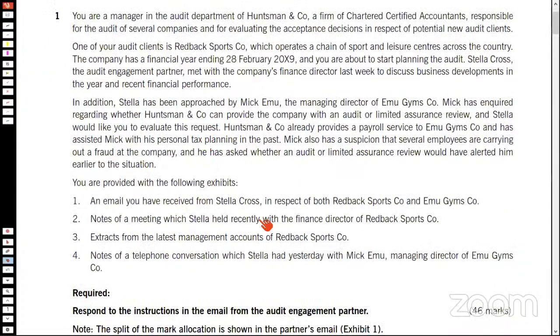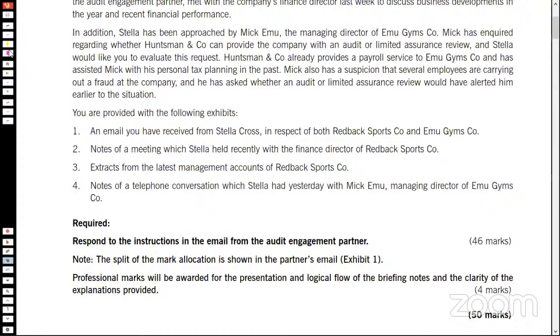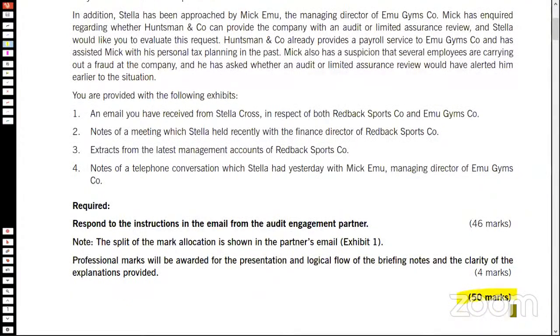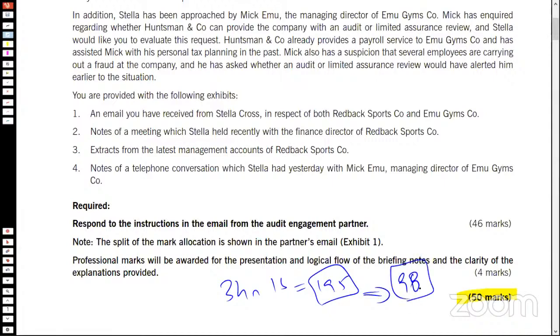The first thing is, this is a 50-mark question. If we think from the perspective of the exam, our paper is 3 hours 15 minutes, which means 195 minutes, of which you would expect to allocate approximately 98 minutes to this specific question. So how exactly are we going to handle such a question in the examination? We are going to discuss that technique also.